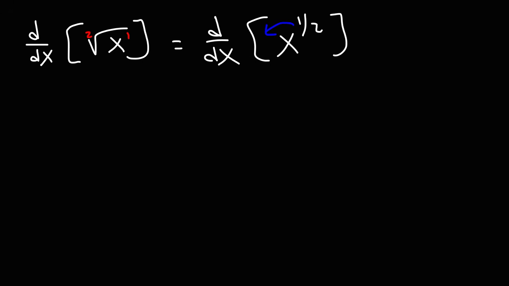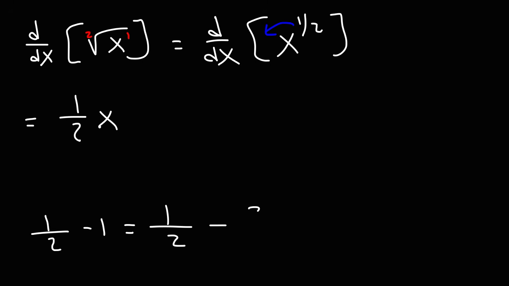So we're going to move the exponent to the front. This is going to be 1/2 x, and then we're going to subtract the exponent by 1. So 1/2 minus 1, we could change 1 to 2 over 2. So it becomes 1 minus 2, which is -1 over the same denominator of 2. So 1/2 minus 1 is -1/2.